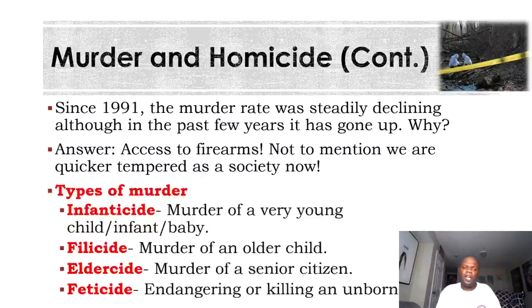So I want to go ahead and talk about some other types of murder as we get ready to kind of wrap it up. So we have some types of murders. Infanticide. Infanticide is the murder of a very young child. Then we have filicide, the murder of an older child. We have eldercide, the murder of a senior citizen. So when you hear elder, you know that's going to talk about someone that's senior. And then we have feticide. That's the endangering or killing of an unborn fetus. So feticide or fetus.